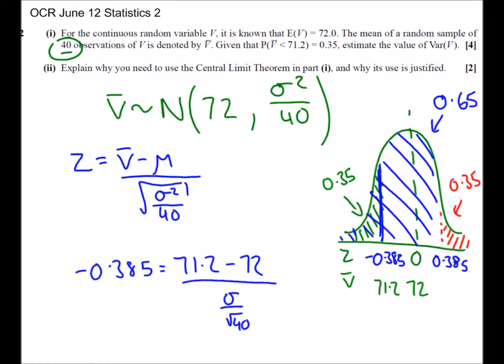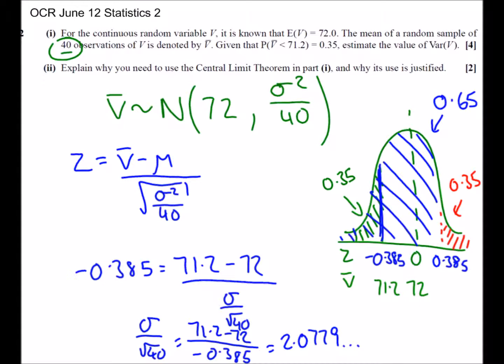So I'll bring my sigma over root 40 up to the other side. I'm going to divide both sides by minus 0.385, and I get 2.0779. So we can work out what sigma is, and therefore we can work out that sigma squared is this times by root 40, and then we just need to square our answer. And we get 172.7. So 173 to 3 significant figures.